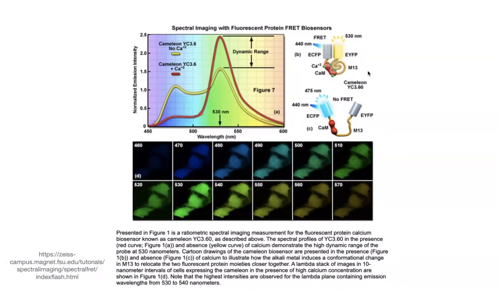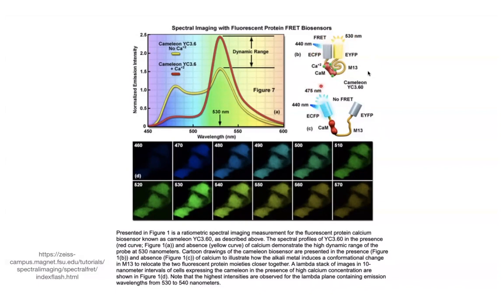What they're showing here is basically the emission. And you can see that in the presence of calcium, you get this high FRET, you get this high emission at that 530, which is what is given off by the YFP. But without calcium present, well, now what you're basically getting is more of the emission of the first FRET partner.